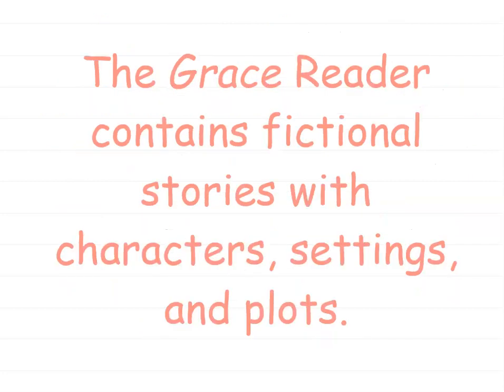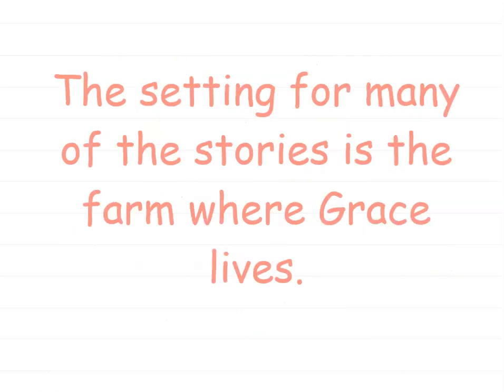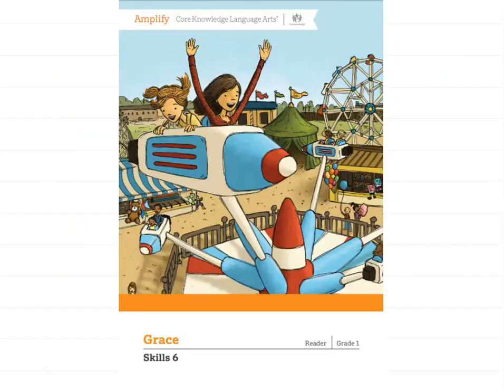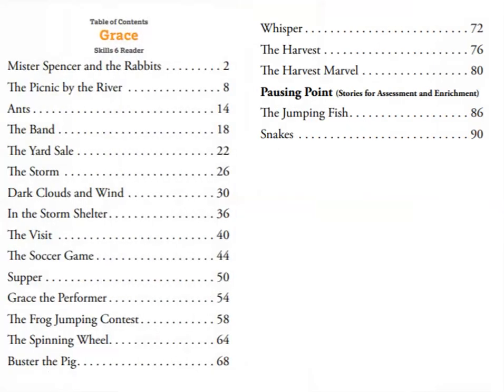The Grace Reader contains fictional stories with characters, settings, and plots. The setting for many of the stories is the farm where Grace lives. A farm is a place where people grow crops and raise animals. Farms are usually located in the country, far away from cities. Let's look at our table of contents. What page can we find our story on today? That's right, on page 2.